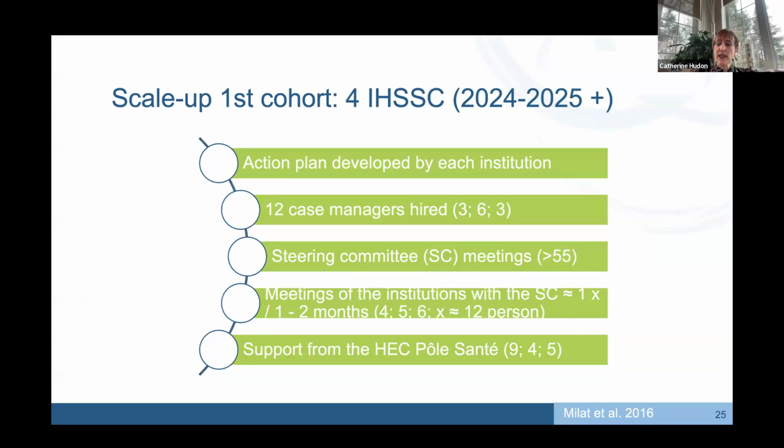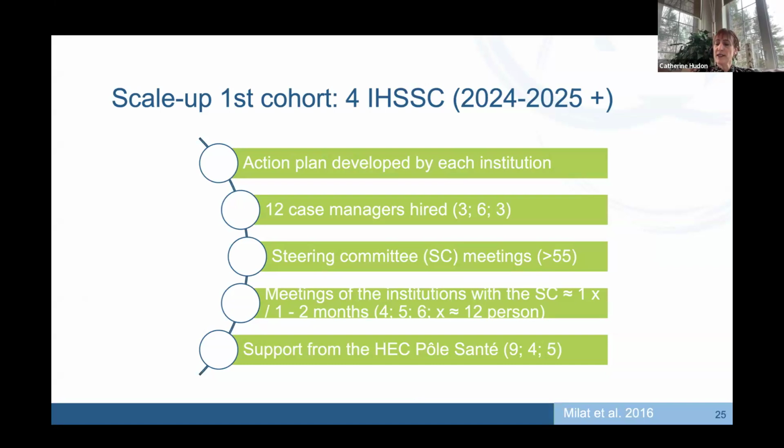Scaling up is underway in an initial cohort. An action plan has been developed by each institution. 12 case managers have been hired. A steering committee has been formed, including a project manager, a patient partner, a representative of the ministry, the 2 experts of the Visage approach, and an expert in change management from HEC Pôle Santé.